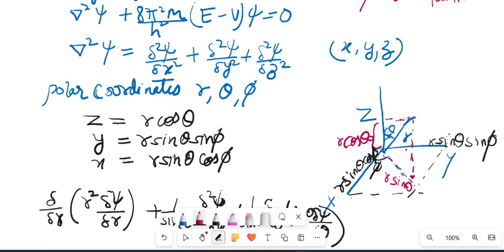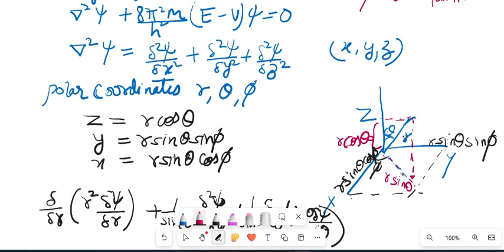So let us draw the axes. Here is the x-axis, this is the y-axis, and this is the z-axis. Here is our electron, which is at a distance r from the origin, and this r makes an angle theta with the z-axis. If we draw a perpendicular from this point on the z-axis, that distance comes out to be r cos theta. So we can replace z by r cos theta. As theta changes, r cos theta will also change.